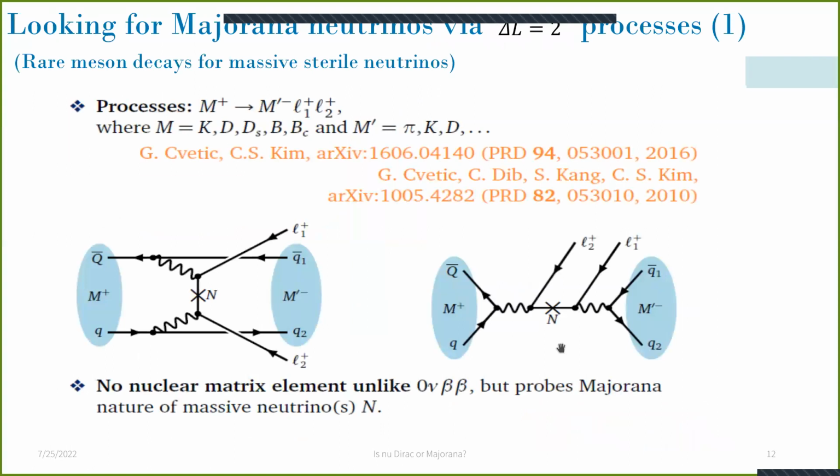This is about sterile, heavy sterile neutrinos. For example, this is possible: B plus goes to pi minus, l plus, l plus, with lepton number change delta equal to 2. If the mass of this N is between M_B and M_pi, then there could be a resonance decay. Then this can give a sharp peak, so we can find that. That's the way of using the resonance structure.